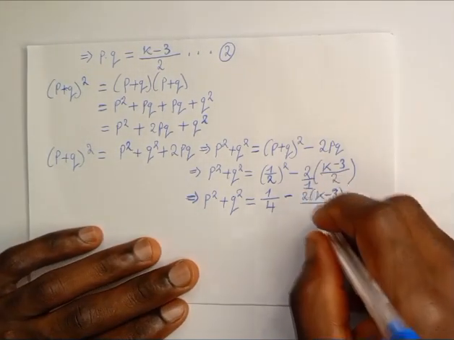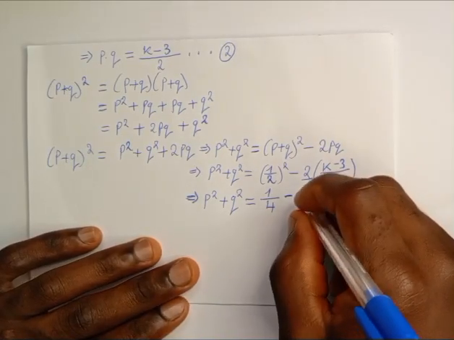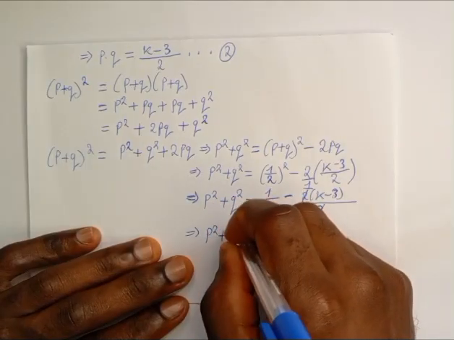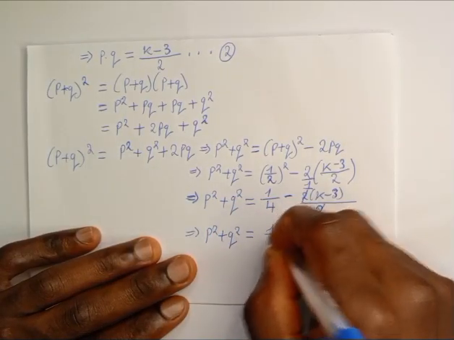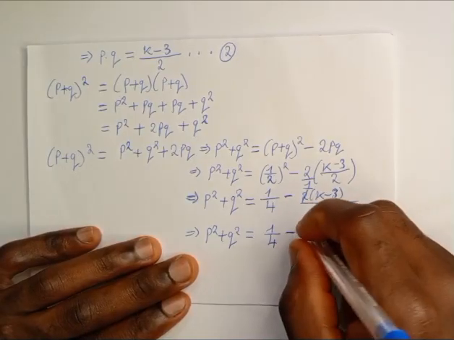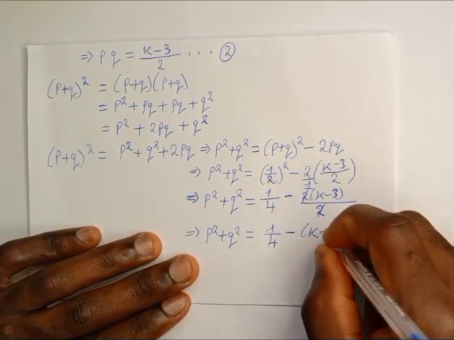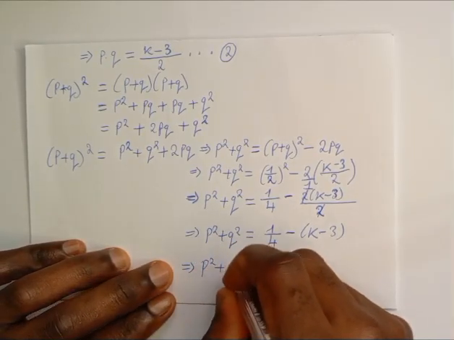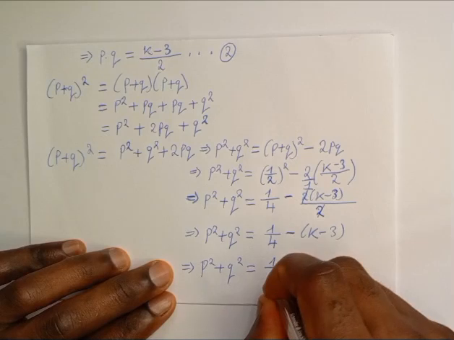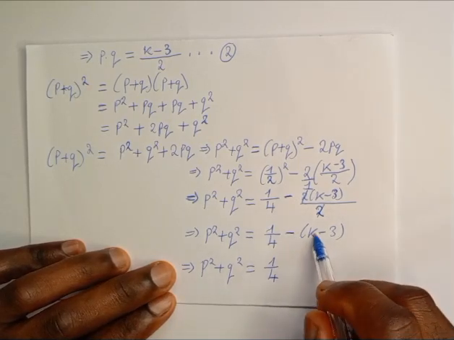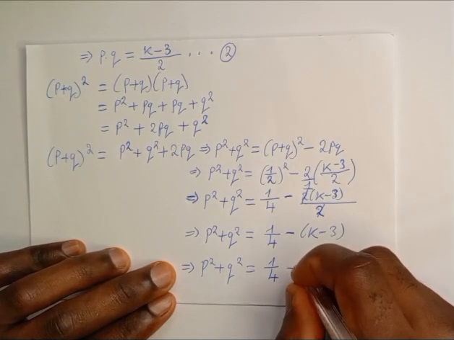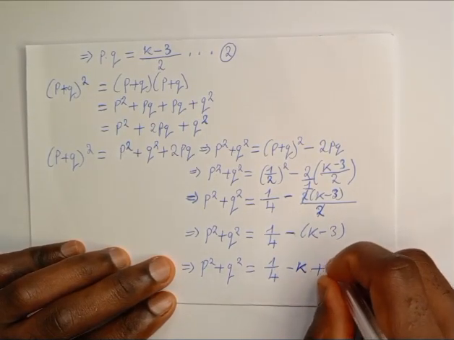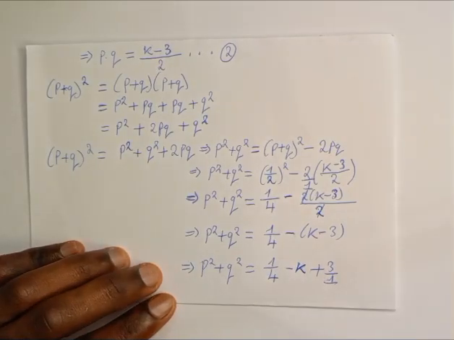And we can further simplify this. 2 go here 1, 2 go here 1. Then this will give us P squared plus Q squared to be equal to 1/4 minus K minus 3, like this, which is the same as saying P squared plus Q squared is equal to 1/4. We are going to expand this. Negative 1 times K gives us negative K. Negative 1 times negative 3 gives us plus 3, which can be written as 3 over 1.